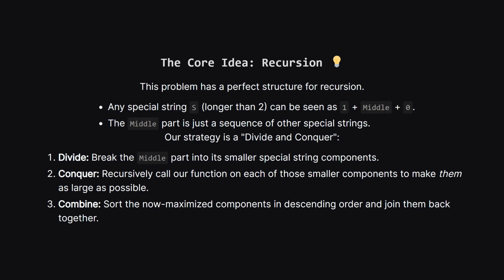Any special string is basically a 1, then a middle part, then a 0, and that middle part is just made up of more special strings. This means we can solve the problem by breaking it down. We find the blocks in the middle, solve the problem for each of those little blocks, and then combine the results in the best possible way.